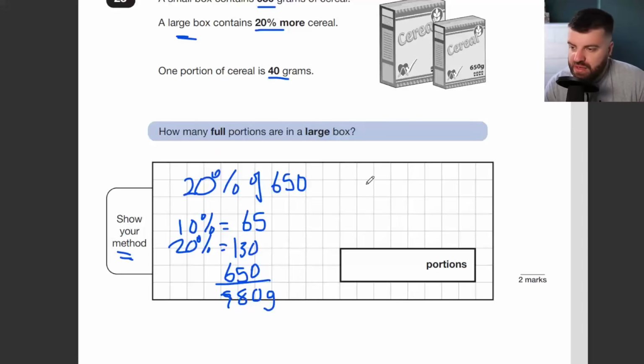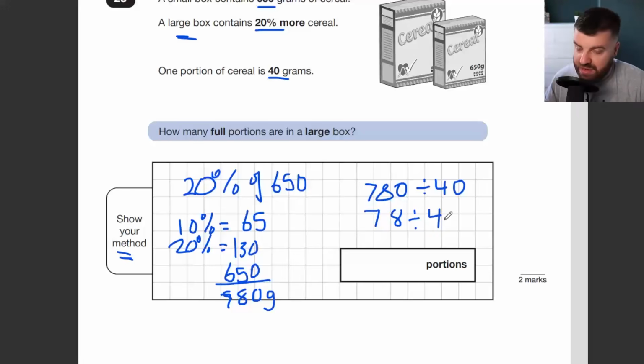And then what we can do is 780 grams divided by 40 grams. Now a little trick here. This is the same, because the zeros can cancel out, as doing 78 divided by 4. We can do that. That is absolutely fine. So let's do 78 divided by 4, because remember the question is how many full portions. So 78 divided by 4, we can use the bus stop method to do this.